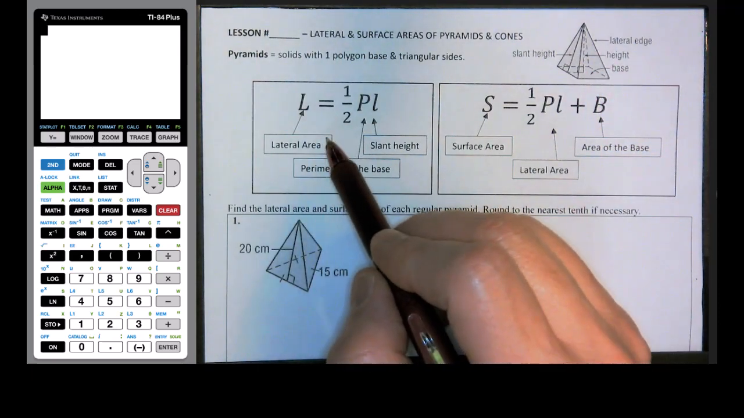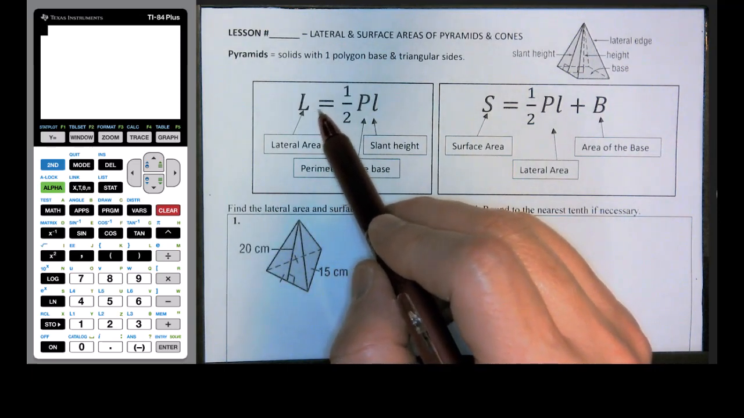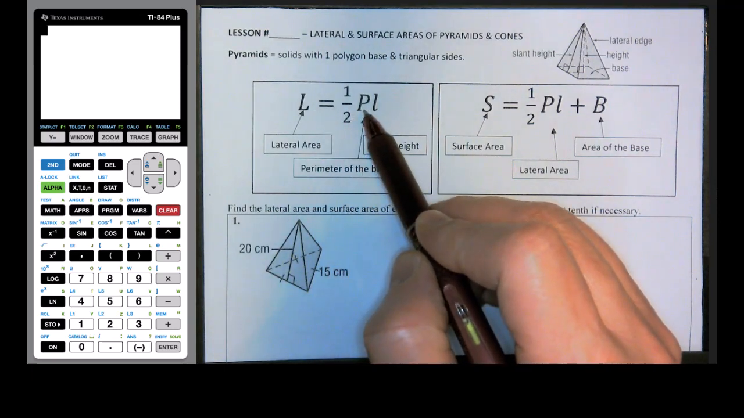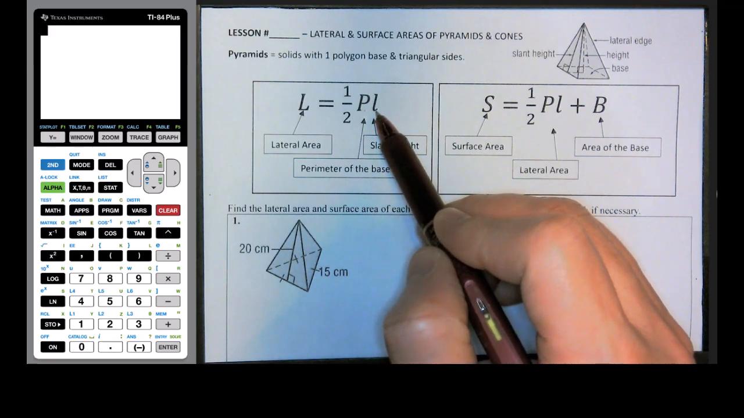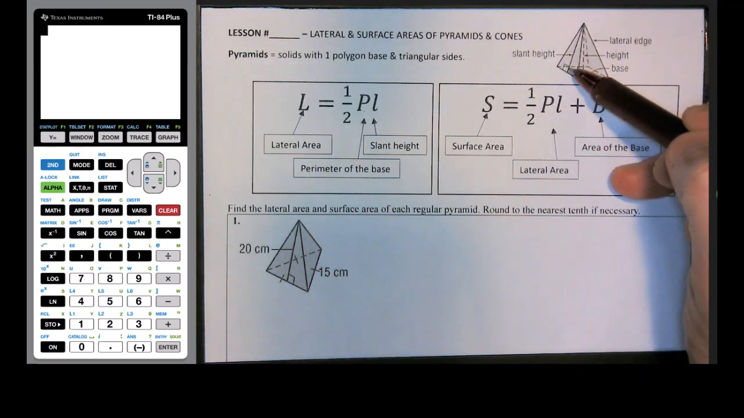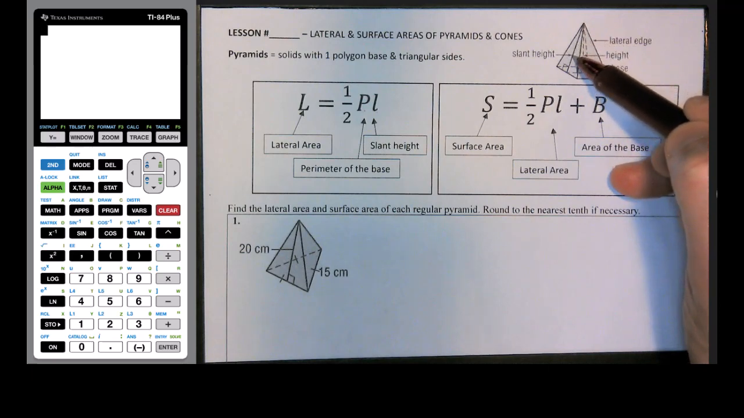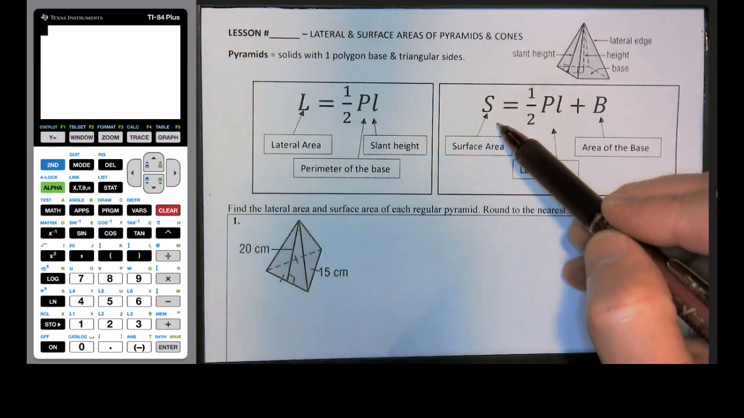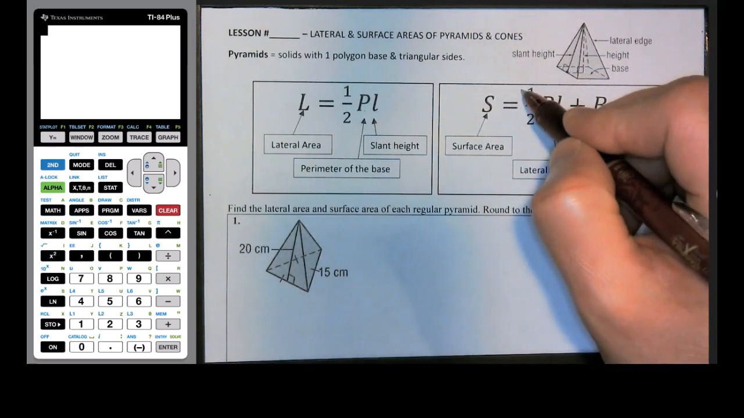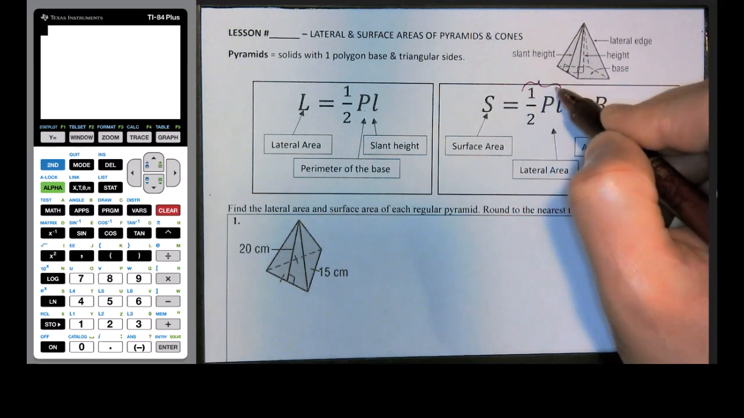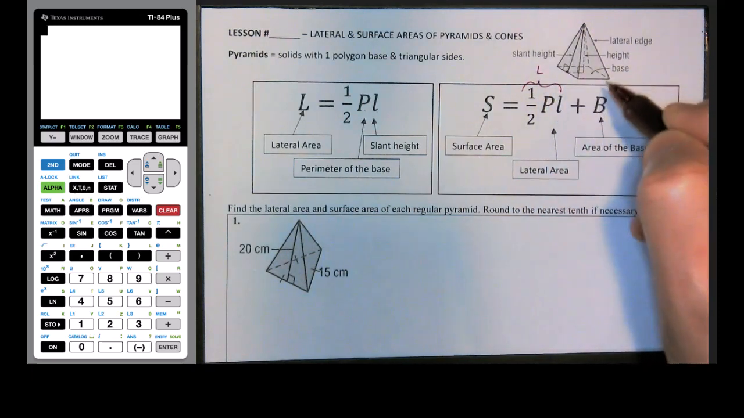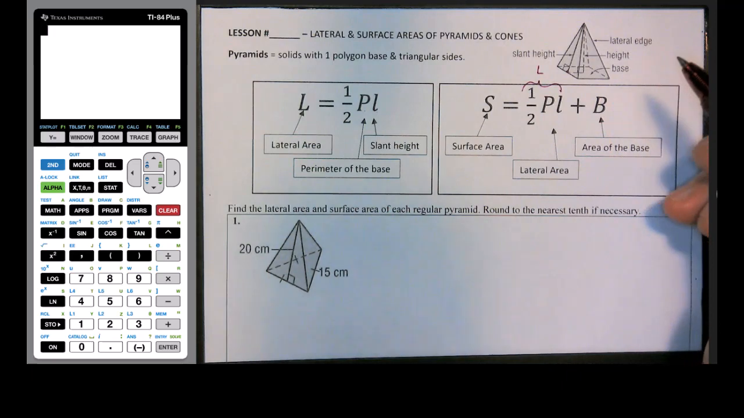Now, the formulas: the lateral area is 1/2 the perimeter of the base times what we call the slant height. Basically, the slant height connects to the very top of the pyramid and goes perpendicular to one of the sides of the pyramid. So that's what's called the slant height. And then for the surface area, again, we have the lateral area, which is 1/2 perimeter times slant height, plus one base.